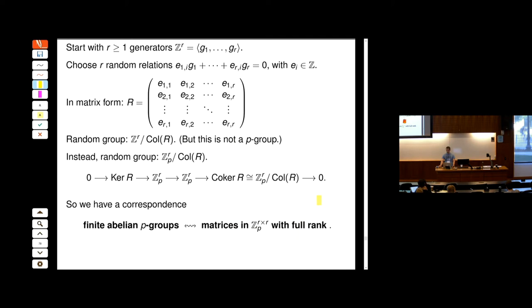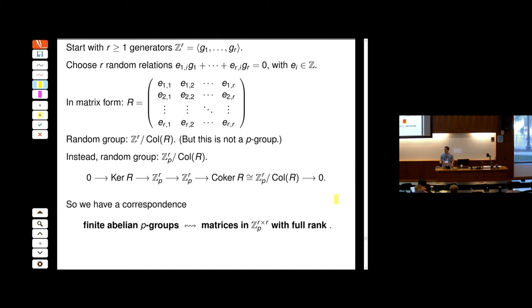Yes? Is r chosen randomly, or is it an input? The little r? Yeah. So what's going to happen is that r is going to go to infinity. Some of the relations might kill generators, and we won't have r copies of Z_p all the time if you have little r. So the r will go to infinity in a moment.